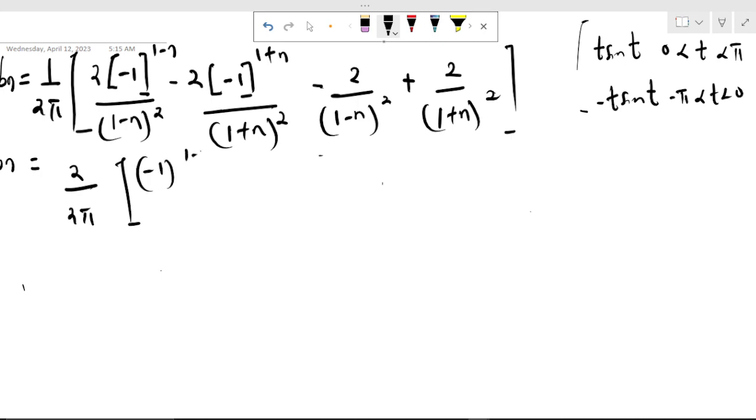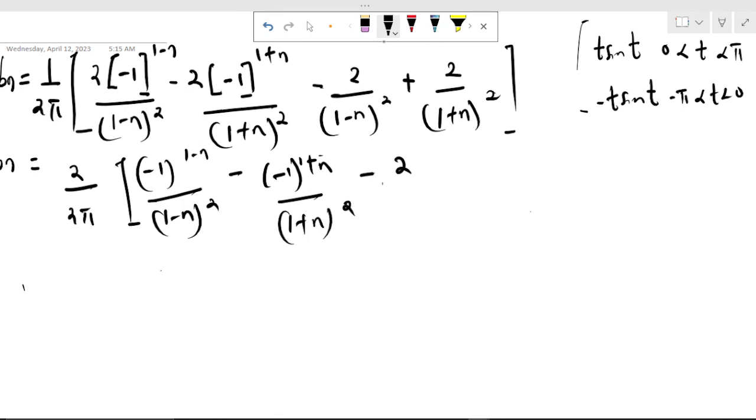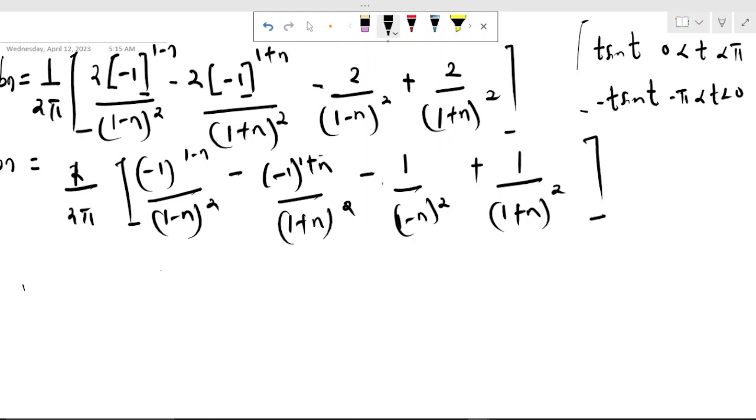minus 1 minus n over 1 minus n square minus 1 plus n over 1 plus n whole square minus 2 over 1 minus n whole square, and minus 1 instead. Then plus 1 plus n all square. So I hope you're on the same page, guys. So our 2 cancels our 2 here. So we're basically left with 1 over pi as our final answer for bn.